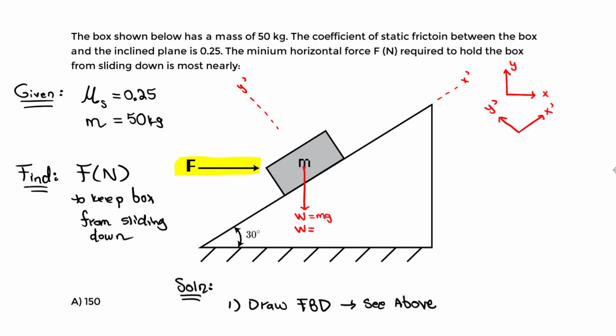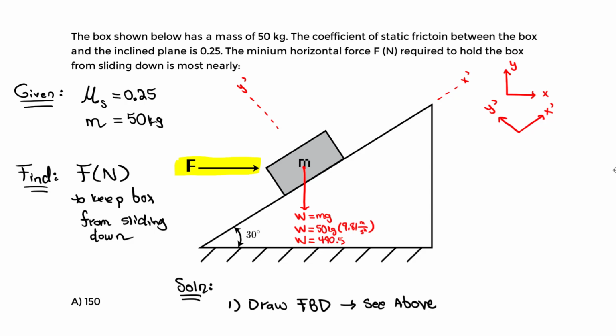Weight equals, in this case, what's the mass? It's 50 kilograms, and gravity, since we're looking in SI units, is always 9.81 meters per second squared. Okay, we have that. Let's just solve for this. If you do 50 times 9.81, you should get 490.